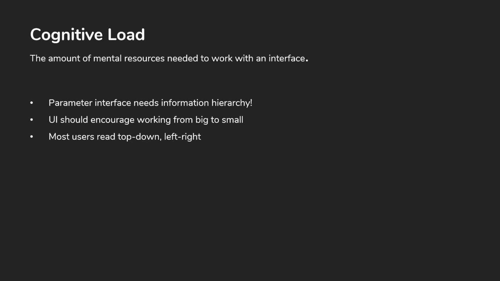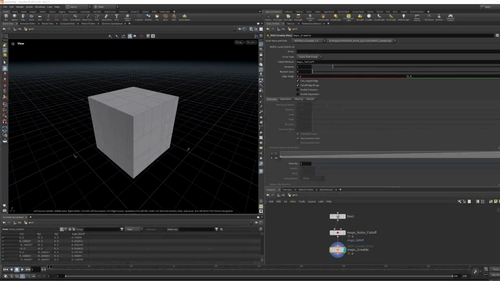Most users are used to reading interfaces from the top down and left to right, so moving more important groups of parameters towards the top and using tabs to group things from left to right, either in the order of importance or the order of consideration in using the tool, can make a big difference in overall readability. For example, here's the parameter interface for MOPs Greeble.